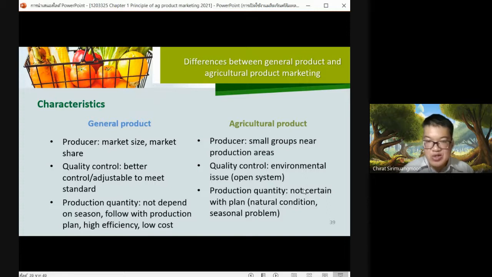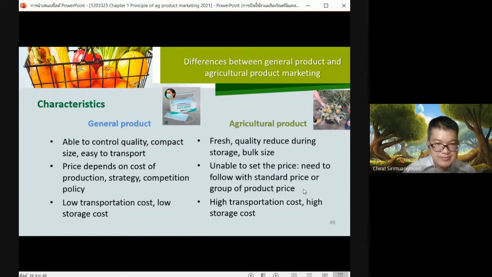But for agricultural products, you need to control every fruit, every batch, every lot of production. Product quality is not quite stable either, because sometimes there are natural conditions like climate change or season problems. But general products are quite stable. They are very stable because the raw material is already processed and standard.